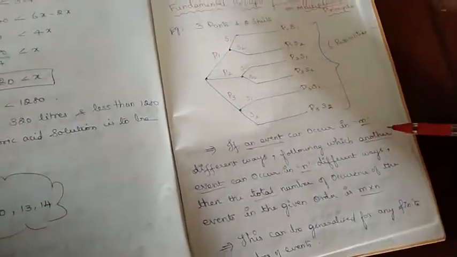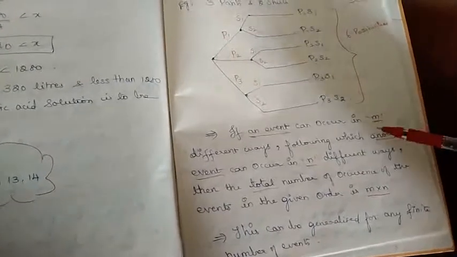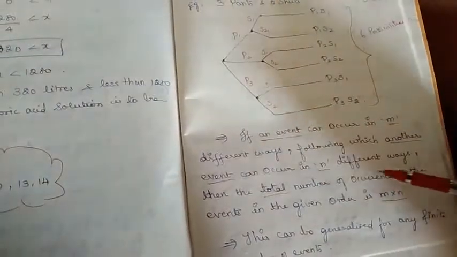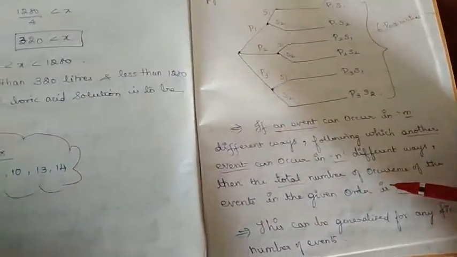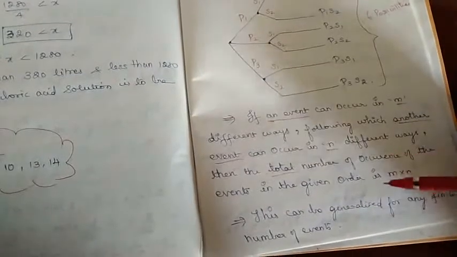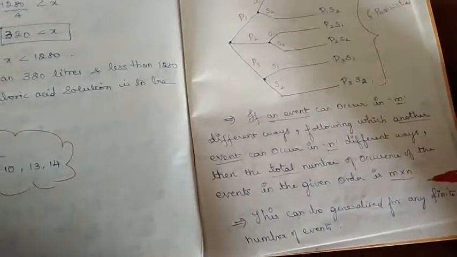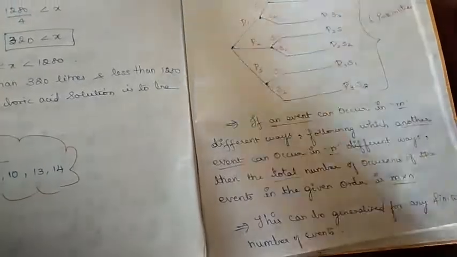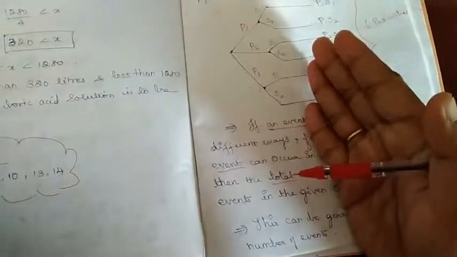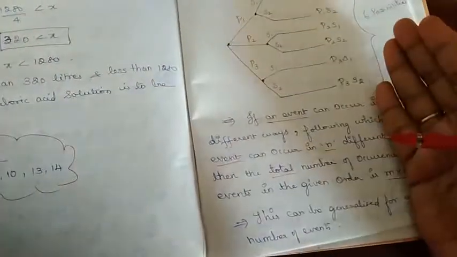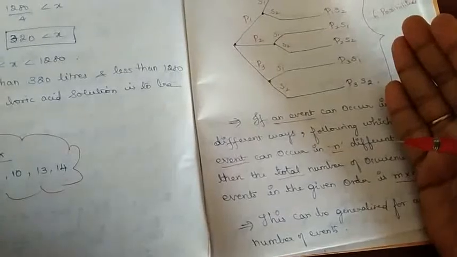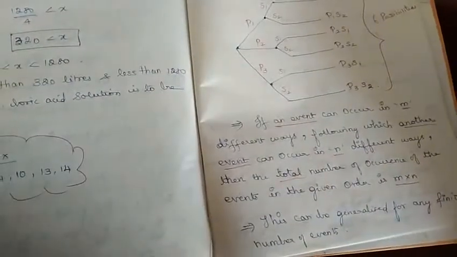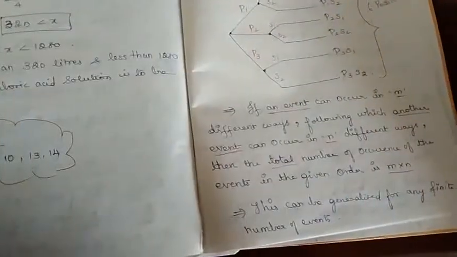So if an event can occur in m different ways, following which another event can occur in n different ways, then the total number of occurrences of the events in the given order is m cross n. So this is called the multiplication principle. If an event occurs first in m different ways, followed by some other event occurring in n different ways, then the total number of possibilities is m into n.